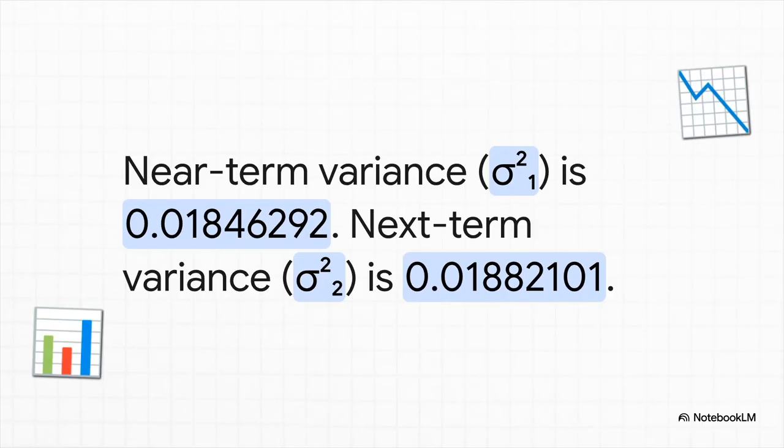So after we run the numbers and apply that little adjustment from the formula, here are our results. The variance for the near-term options comes out to 0.01846. Then we do the exact same math for our next-term options, and we get 0.01882. Perfect. Now we have the two key numbers we need for the final step.